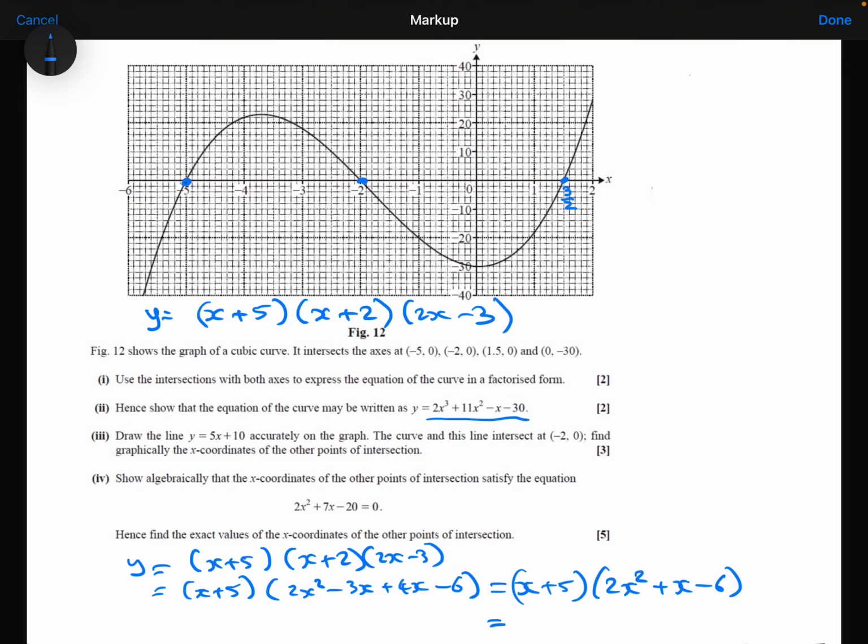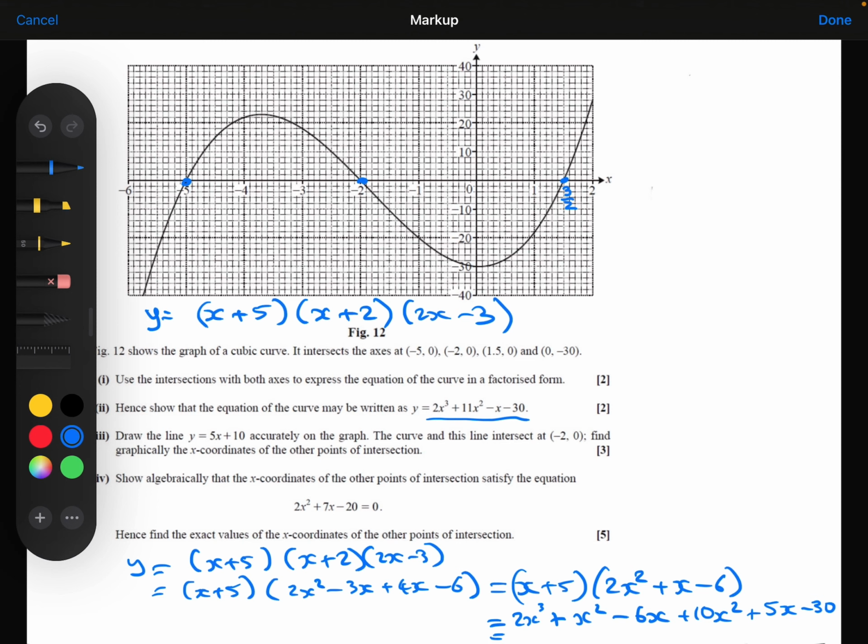Now we're going to multiply everything by the x plus 5. X times 2x squared is 2x cubed. X times the x is x squared. X times the minus 6 is minus 6x. 5 times the 2x squared is 10x squared. 5 times the x is 5x. And 5 times the minus 6 is minus 30.